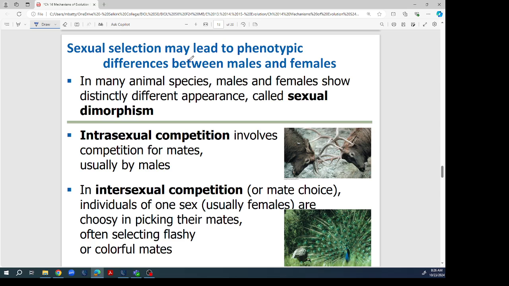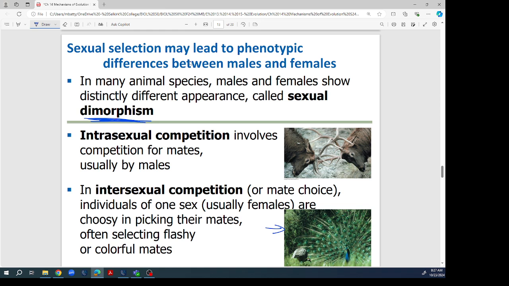Sexual selection can also lead to phenotypic differences between males and females. And so when you have organisms that the male and the females look really different, that's called sexual dimorphism. And so there's different forms. Peacocks could come to mind. Some organisms don't have a huge amount of sexual dimorphism. Cats don't look a whole lot different, but there's definitely some animals that you think of where males and females look a whole lot different.